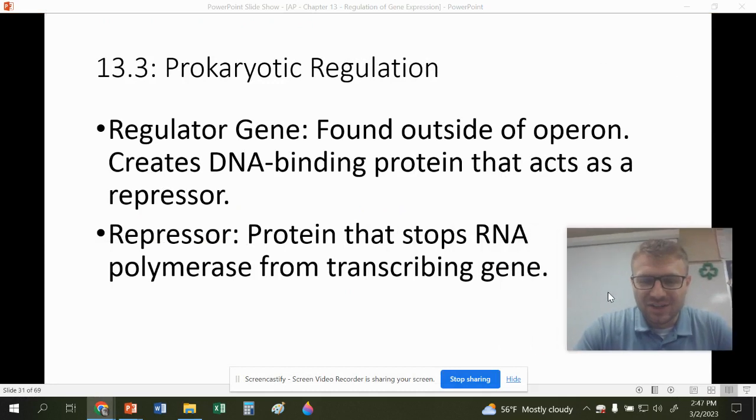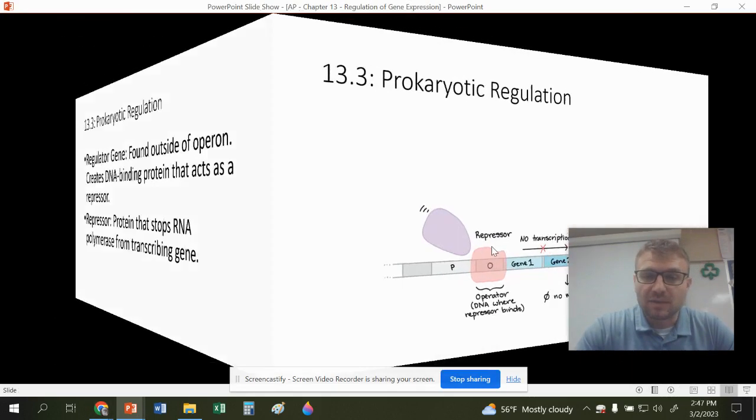The regulator gene. So we have our repressor and we have our regulator gene. So our regulator gene is going to be found outside the operon. What happens is this creates a DNA binding protein that acts as a repressor. The gene here makes a repressor, which is a protein that's going to stop RNA polymerase from transcribing a gene. So our whole goal here is to activate and deactivate protein synthesis during this time. So this repressor will actually stop RNA polymerase from transcribing some gene.